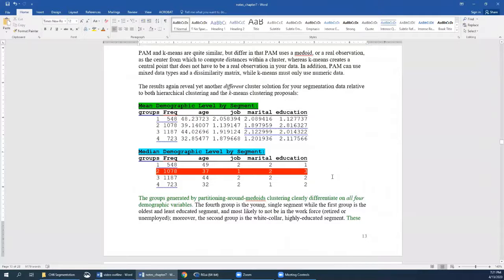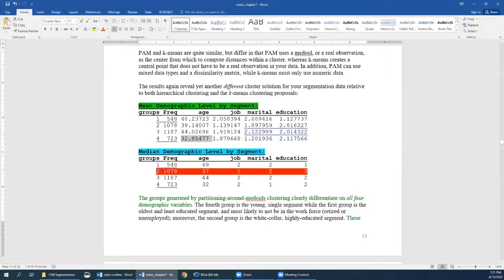These results reveal yet a different clustering solution for our segmentation data relative to both the hierarchical clustering and k-means proposals. We have 4 groups. We specified 4 groups, but they differ in different ways. The groups generated by PAM clearly differ on all 4 of these variables. For example, the 4th group is the young, single segment. Their marital status average is quite low, 1.2. The mean is 1, the median is 1, which indicates most of them are single. They're also the youngest age group, with the mean and median at 32.